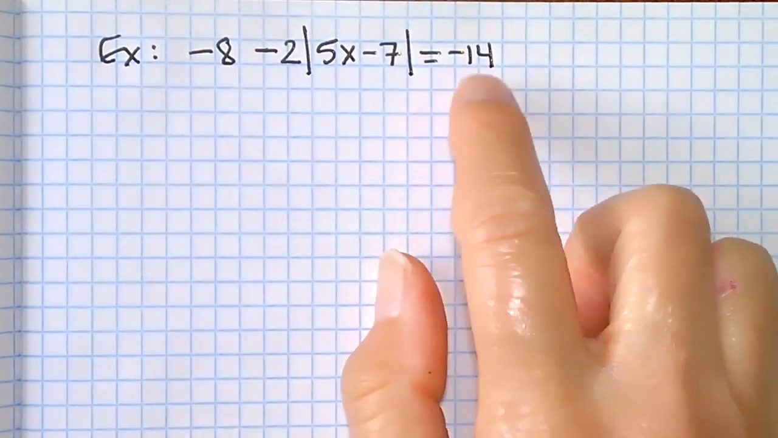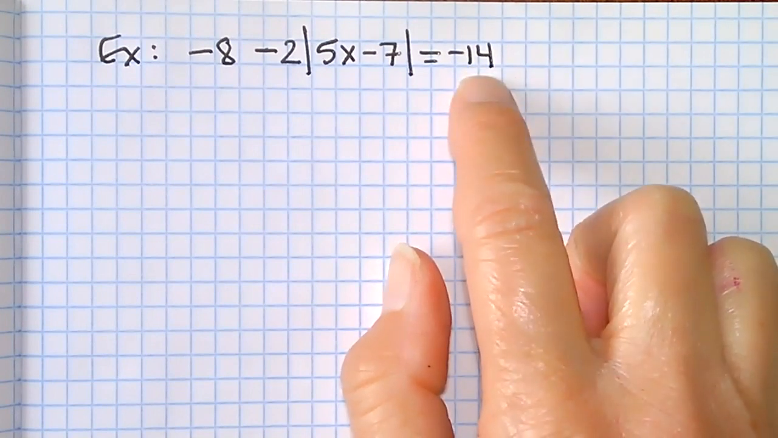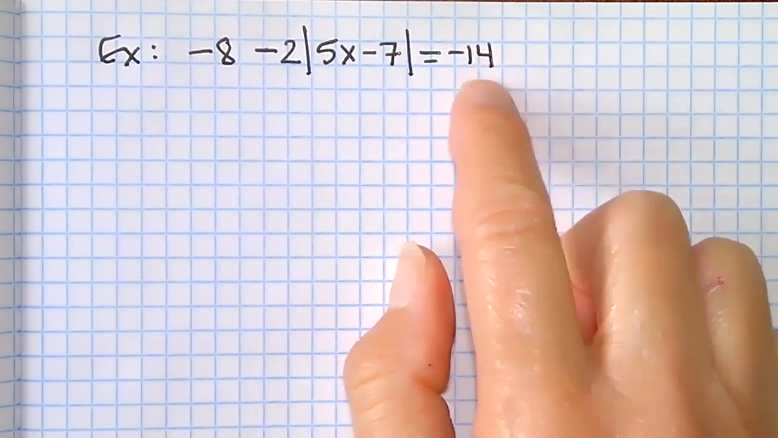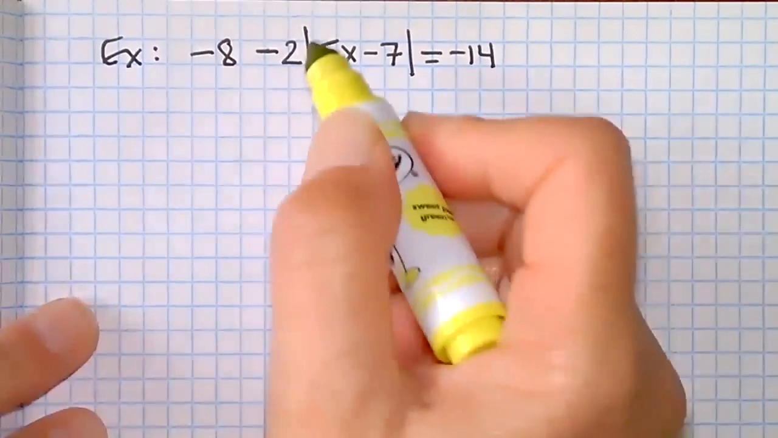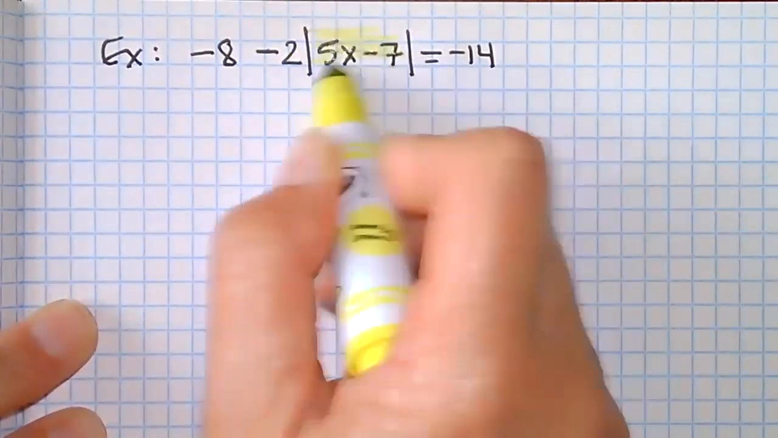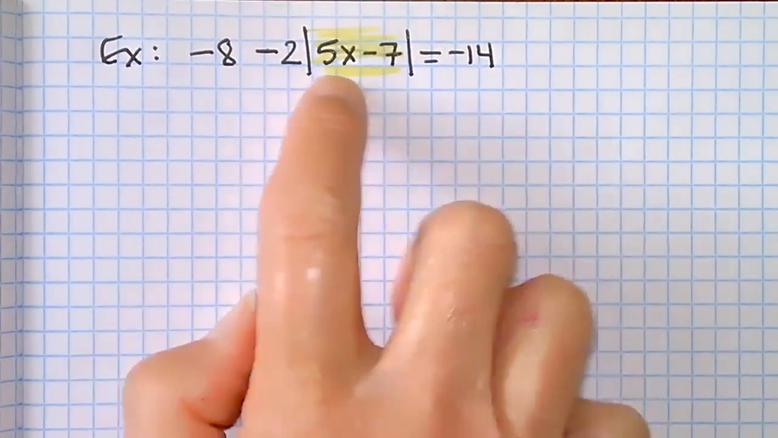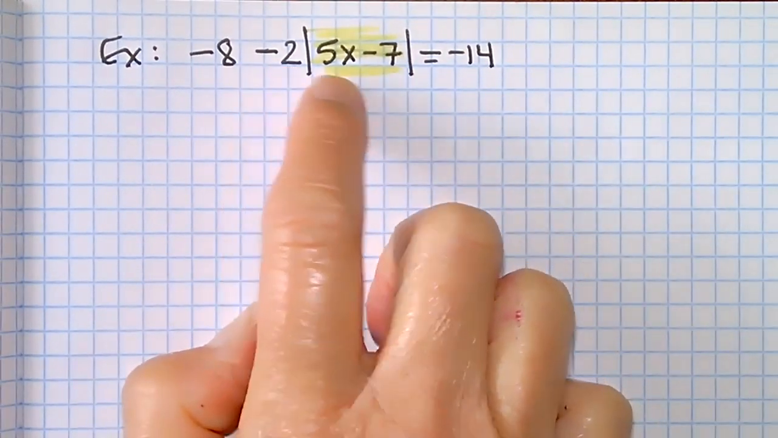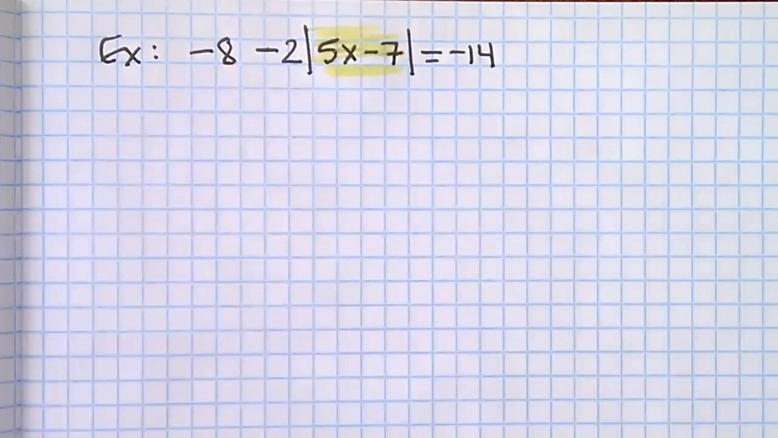So a couple things to pay attention to here. You might look over here and go, oh, this is equal to a negative, so this is no solution. But you don't want to do that until you isolate. When I say isolate my absolute value, I am talking about this absolute value right here. I need to get that absolute value by itself. I don't want this -2 multiplying with it. I don't want this -8 subtracting from it.